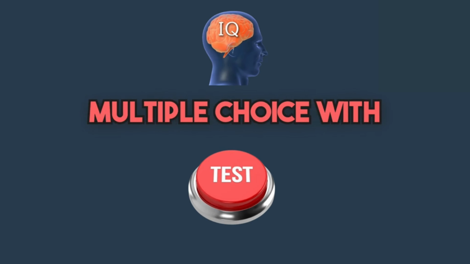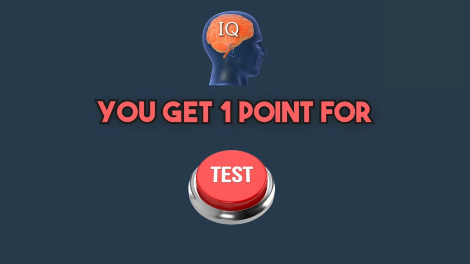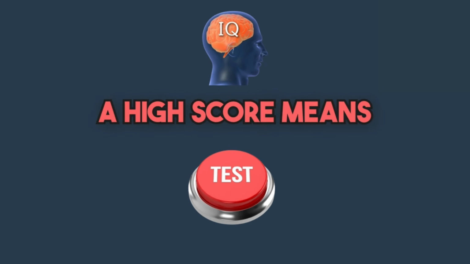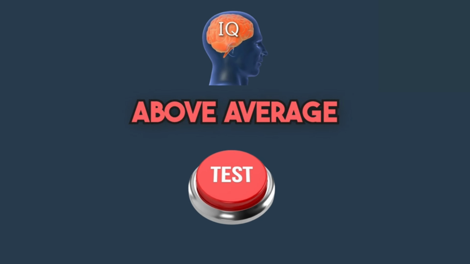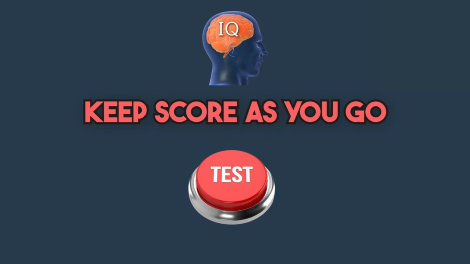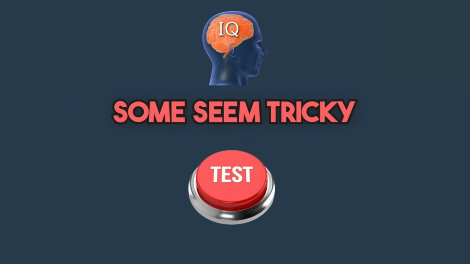Each question is multiple choice with 4 options. You get 1 point for each correct answer. In the end, we add up your points. A high score means your IQ is likely above average. An average score will be around 8 to 10 out of 15. Keep score as you go, and don't worry if some seem tricky.